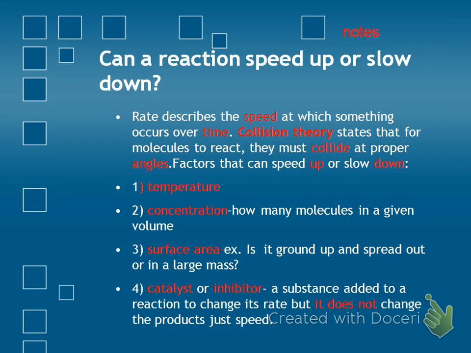All right, reaction rates can either be sped up or slowed down by several factors. So if you want to control the speed at which something is occurring, there are some things that a scientist can do, or that can happen, to speed it up. This is based on collision theory, and collision theory says that for molecules to react, they've got to collide or bump into each other at the proper angles. And there are factors that can speed up or slow down these reactions.